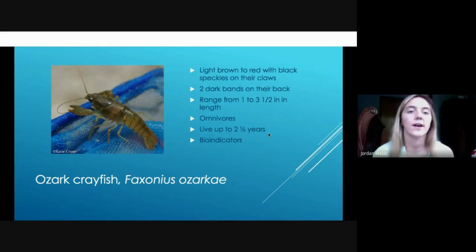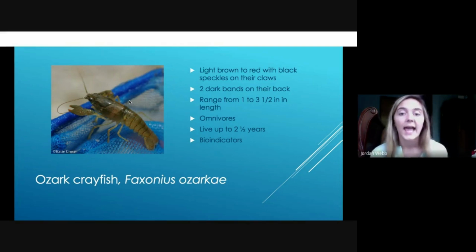Now the Ozark crayfish can be light red to dark brown, but its most distinguishing factor is the dark speckles on its claws that you can see right here, and the 2 black bands on its back. These crayfish can live up to 2.5 years. They can grow from 1 to 3.5 inches, and they're omnivores, meaning they eat both plants and animals, mainly little insects in the water, and they are bioindicators. This is the most important thing.